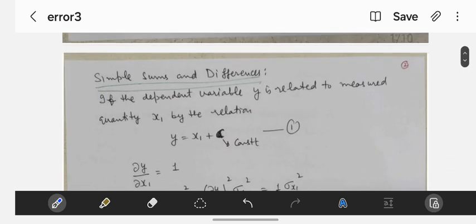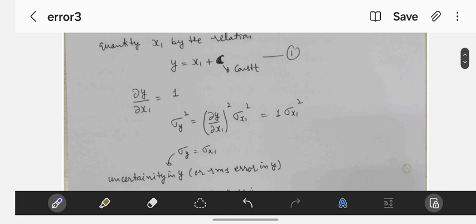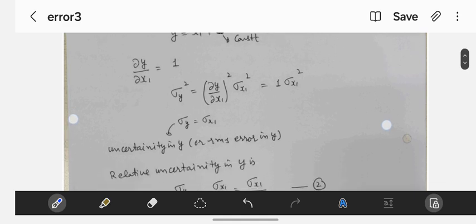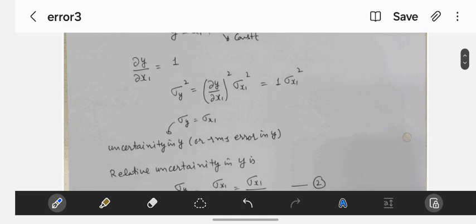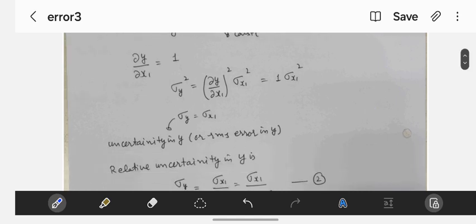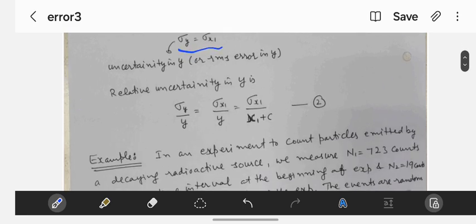Here the pages are randomly arranged, so it is from the back PDF. So let's discuss this also. Simple sums and differences. If the independent variable y is related to a measured quantity x1 by the relation y equals x1 plus c, where a constant is added, then del y by del x1 will be 1, and sigma y square will be 1 times sigma x square. So c will not add up in the error. So sigma y equals sigma x1 if there is a constant. But in the relative error or relative uncertainty, c will come into the picture.